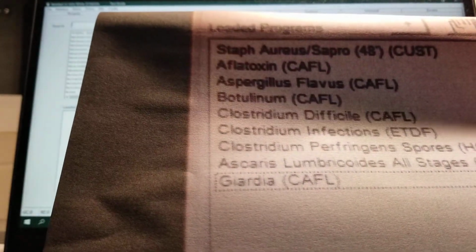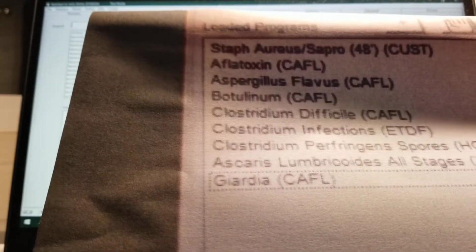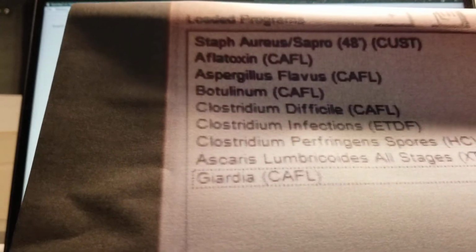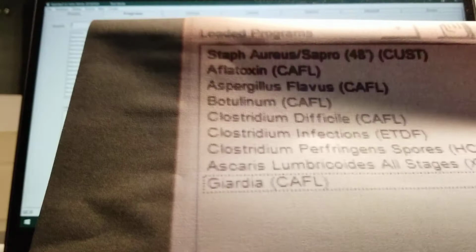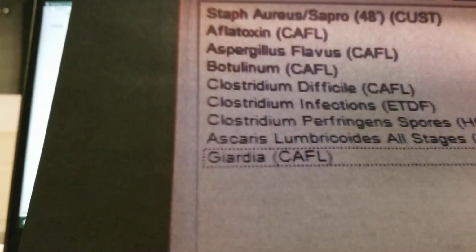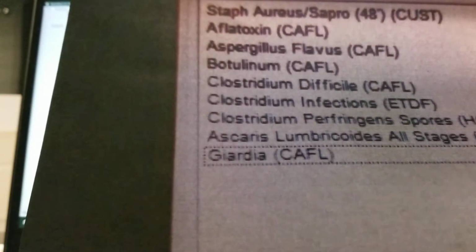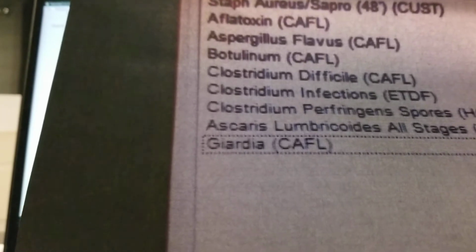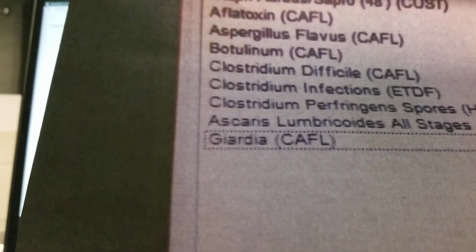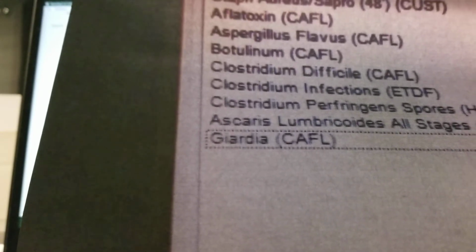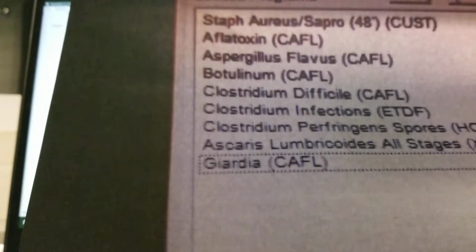Okay, Ascaris lumbricoides, I'm probably not pronouncing it right, all stages. That's roundworms. So if you've ever been around dogs in your life, people have roundworms there in all stages. Okay, Giardia is the most common protozoa, which are the microscopic type of parasites, and you can get Giardia from the tap water.